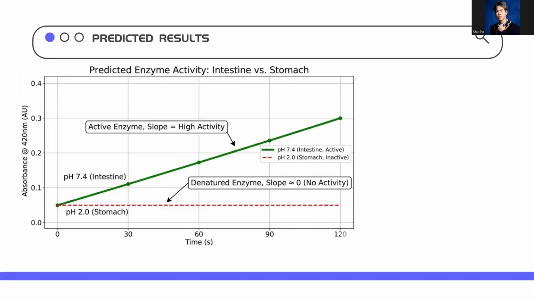If we were to plot the hypothesis, it would look like this graph. The green solid line is our actual data from Lab 4, high activity at pH 7.4. The red dashed line is our prediction for the stomach, a flat line near 0. This creates a paradox. If the enzyme dies at pH 2, how does the pill we swallow ever work? It should be destroyed before it ever reaches the intestine.